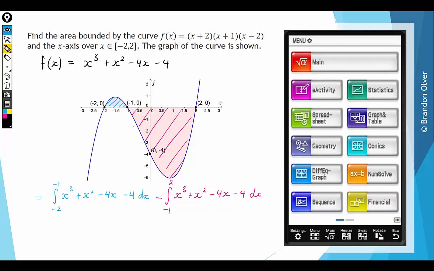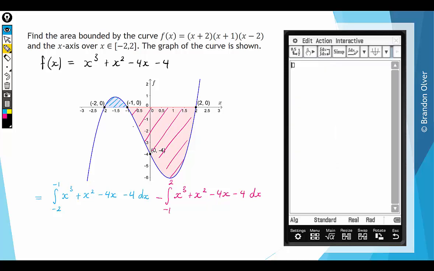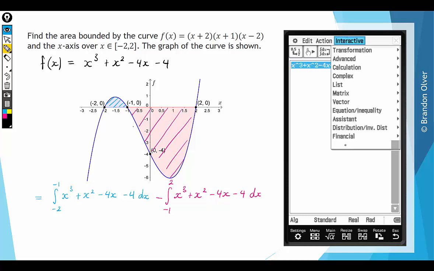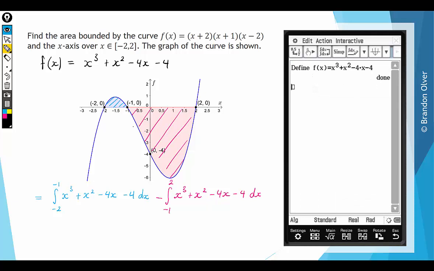For this video, we'll see how CAS can be used to quickly solve an area problem involving integration. On the CAS calculator, go into the main program. The first thing we want to do is define our expression of f(x), just to make this a little bit quicker. Our expanded expression was x³ + x² - 4x - 4. If you highlight that and go Interactive, Define, we can name that function f(x). Now we can just use that in our calculations.